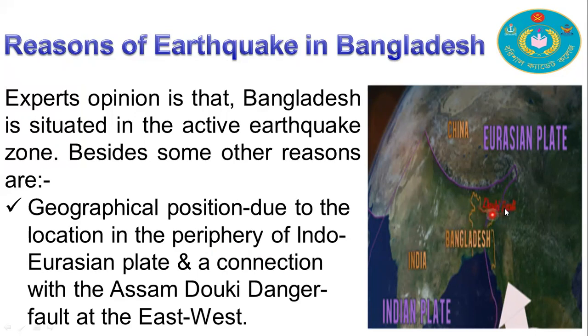You can see this fault, the Dauki fault. This is situated in this region, which passes through the Sylhet region. That means this is the Assam and Meghalaya region of India, and here the Sylhet region of Bangladesh. And you can see this is the Indian plate and this is the Eurasian plate here. That means the European plate, the combination of the European plate and another part of the Asian plate.